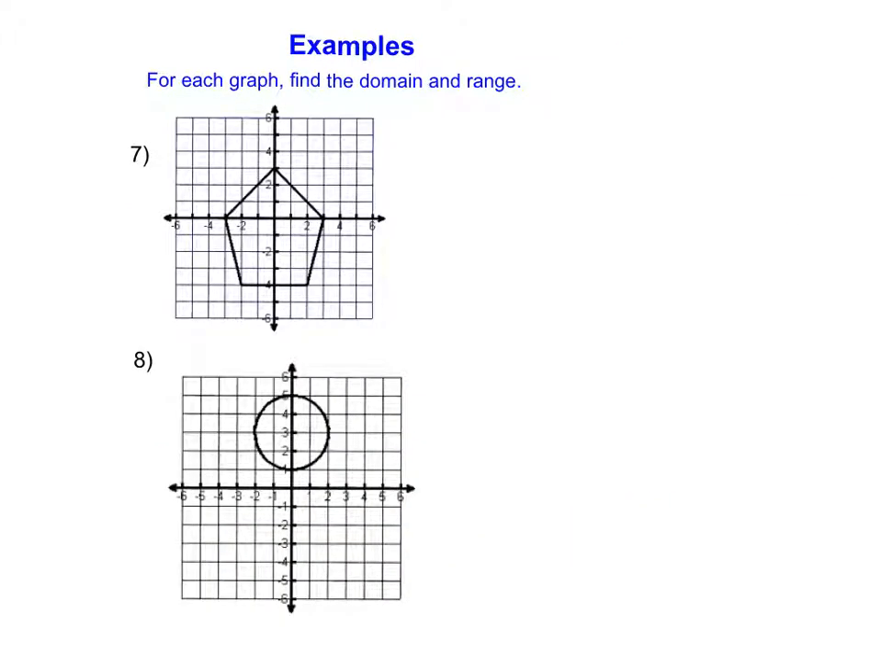Okay, so here is some slightly more complicated examples. These are not actually functions, these are relations because we have some crossing over of inputs having more than one output. But we're going to still find the domain and the range of each. So remember, domain are all of the possible x values that we could use to make points on our graph.